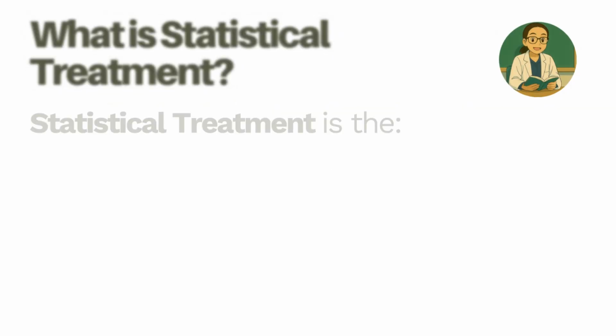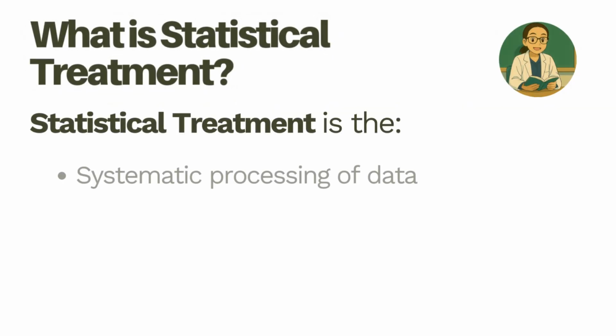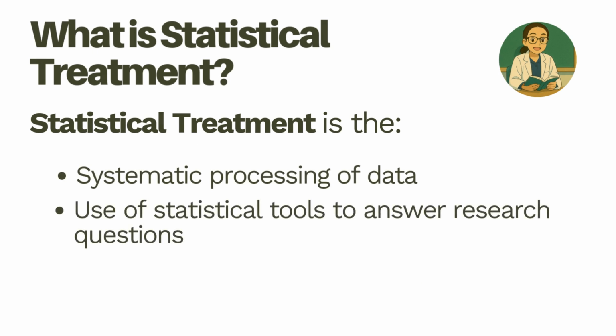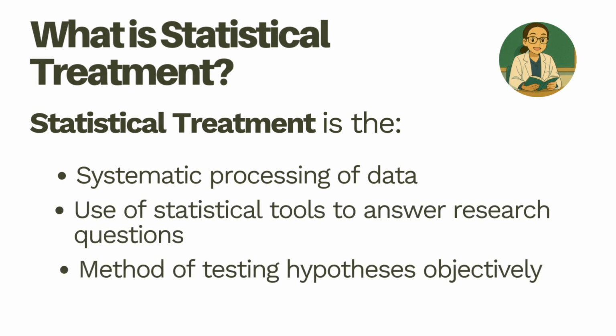Statistical treatment refers to the process of analyzing collected data using statistical methods. After data collection, raw data alone do not answer research questions. Statistical treatment transforms numbers into meaningful findings that support conclusions. In simple terms, statistics give meaning to data.